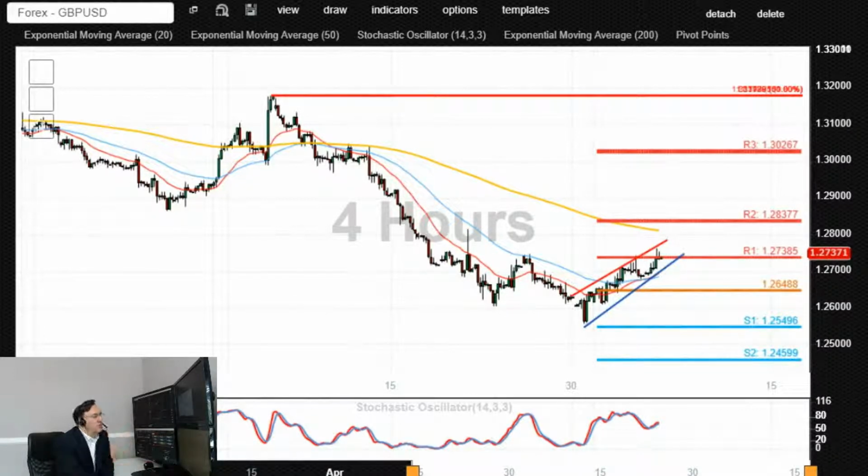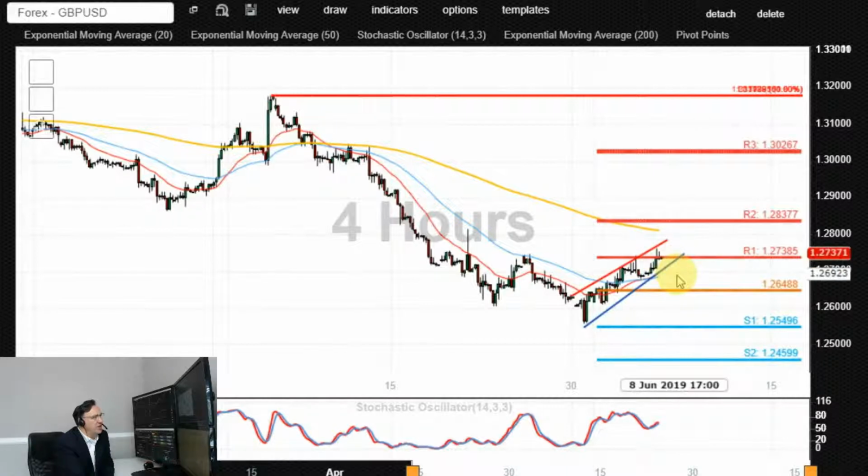Bears appear to be in control below that level, especially if we see a dip lower and a retest from underneath of that 1.2738. That could potentially incentivize bears to engage and open the way for a deeper retracement and continuation of this selling pressure towards 1.2648, possibly 1.2550, even 1.2460 to the downside.